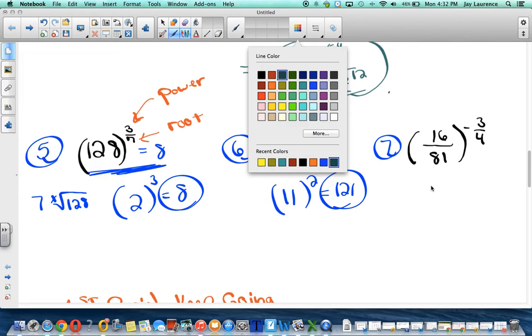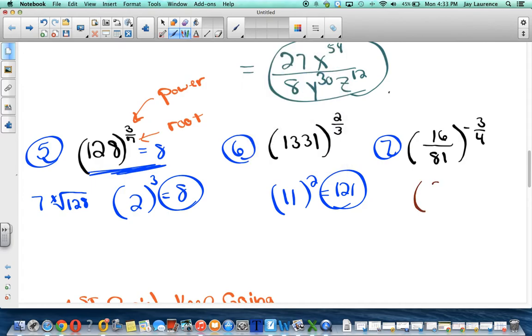Okay, I think it's going to work. I'm going to take the 4th root before I deal with that negative exponent. So when I do my 4th root, I'm going to get 2 over 3, and I'll have the negative 3rd, right? Now I'm going to worry about that, and I'm going to get 3 over 2, which will be to the positive third, and then I'll cube and get 27 over 8.